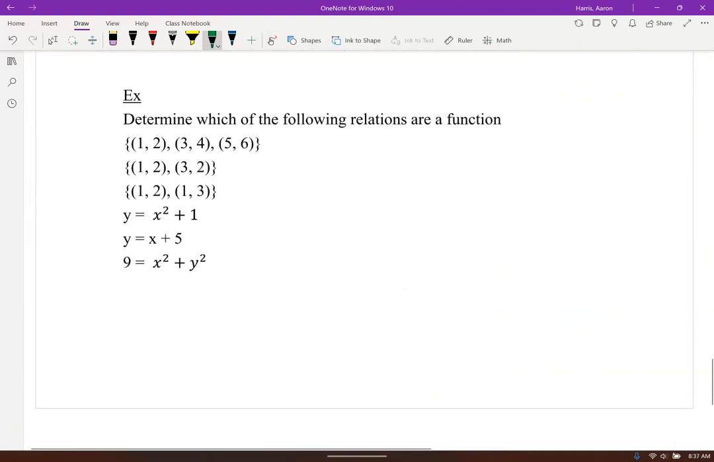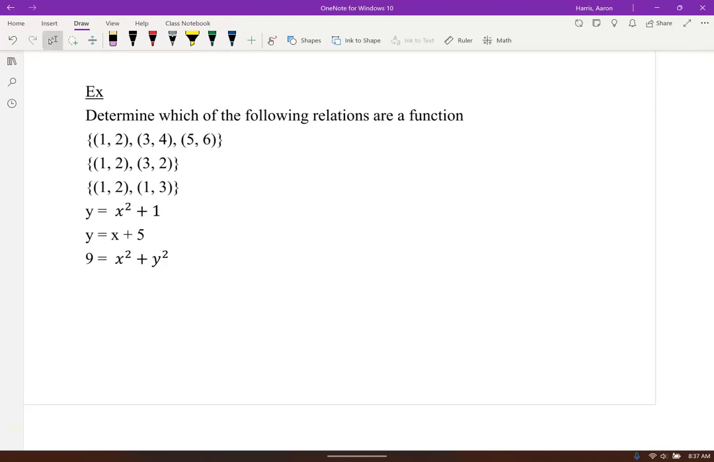All right, let's keep going here. Determine which of the following relations are a function. Well, again, to be a function, the saying is for every x, there is one y. For every input, there's one output.